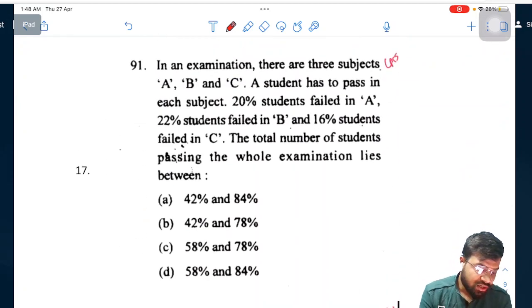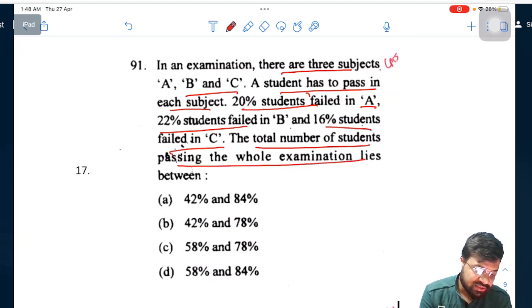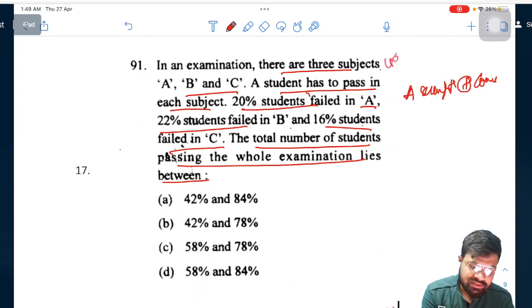In an examination, there are three subjects A, B, C. A student has to pass in each subject. 20% failed in A, 22% failed in B, 16% failed in C. The total number of students passing the whole examination lies between... See, this is a very good question of assumption plus common sense. Okay, now see, how do you reach at the conclusions?